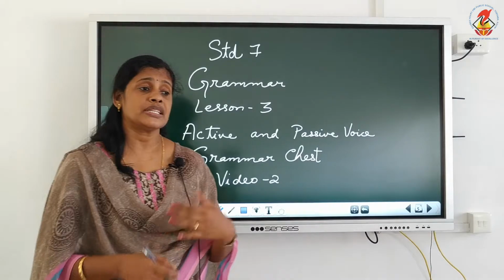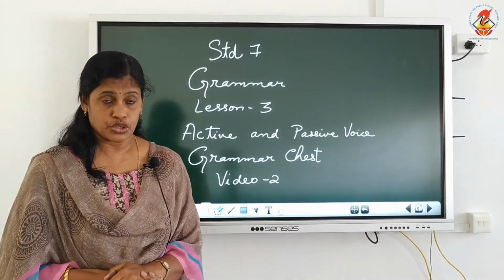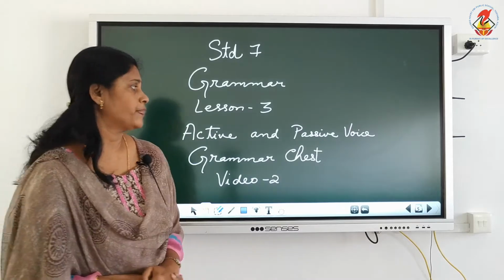To convert a sentence from active to passive voice, we need an object. An object should be there. Direct object should be there.